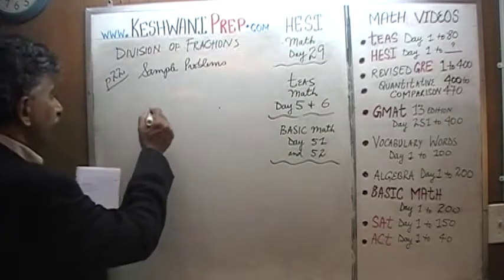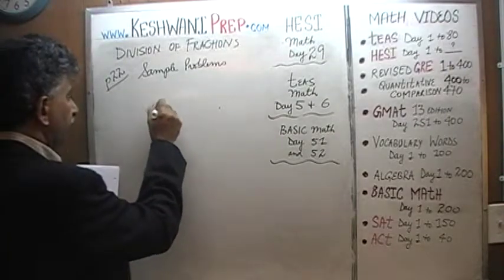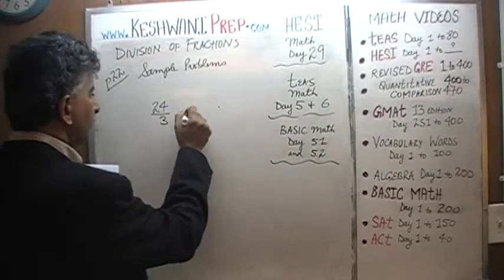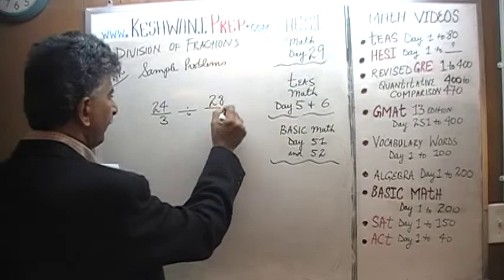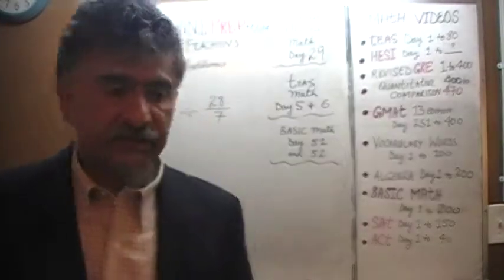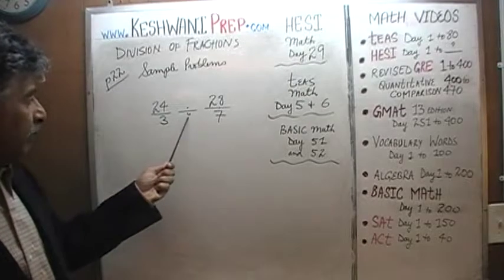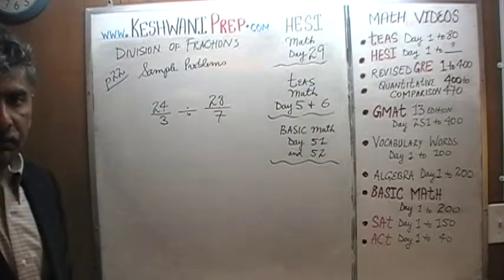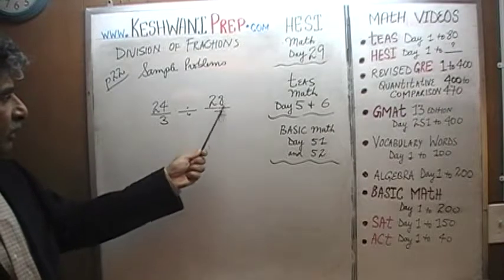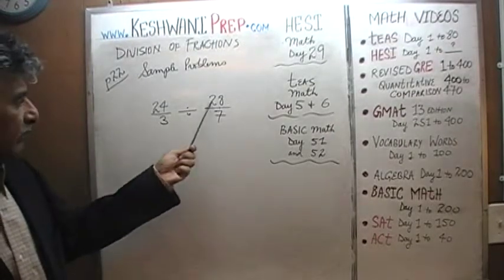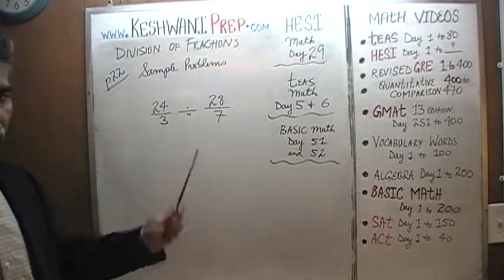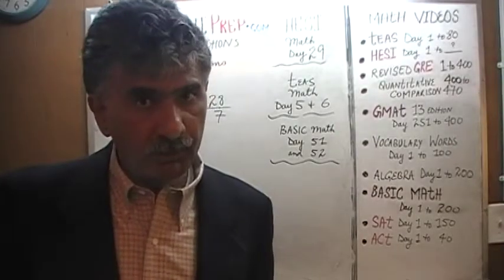Yesterday what we learned is, if we have one fraction, say for example 24 divided by 3, and we're being asked to divide it by another fraction, let's say 28 divided by 7, what we need to do is take the first fraction and multiply it by the reciprocal of the second fraction. Take the reciprocal of the second fraction, 28 over 7 becomes 7 over 28, and then multiply the two quantities and you will get your answer. That's what we learned yesterday.